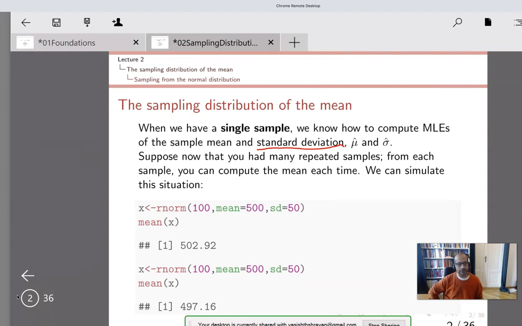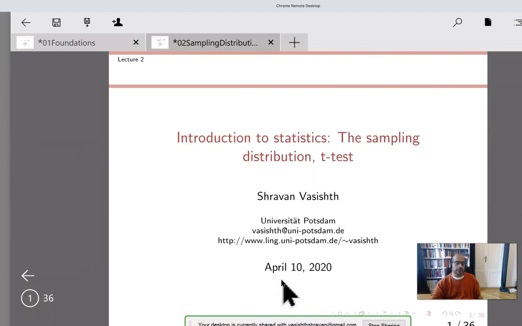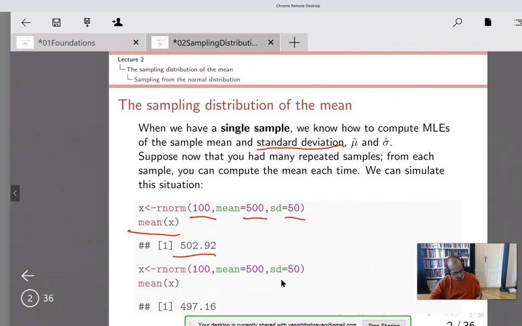We can simulate this situation, and what I've done here is that I've taken a sample of size 100 from a normal random variable with mean 500 and standard deviation 50. I've taken these 100 samples and I can compute the sample mean, which happens to be 502.92 in this particular example. And I can do this again with another 100 data points and compute the sample mean again. So I will get a different number each time, right?